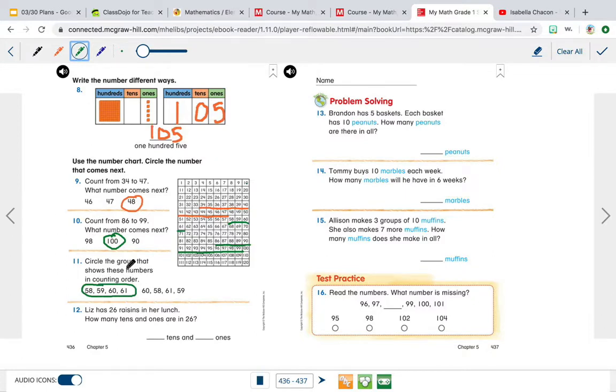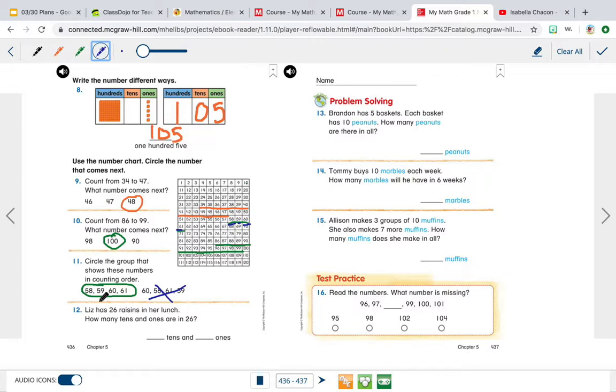Let's try this one, though, just to make sure. We'll change the color to blue. Let's see. 60, 58, 61, 59. Ooh, is that in counting order? We have 60, 58, 61, 59. Is my blue line one nice clean line? No. Do I count 60, 58, 61, 59? No, we do not count like that, so I am not going to circle that.